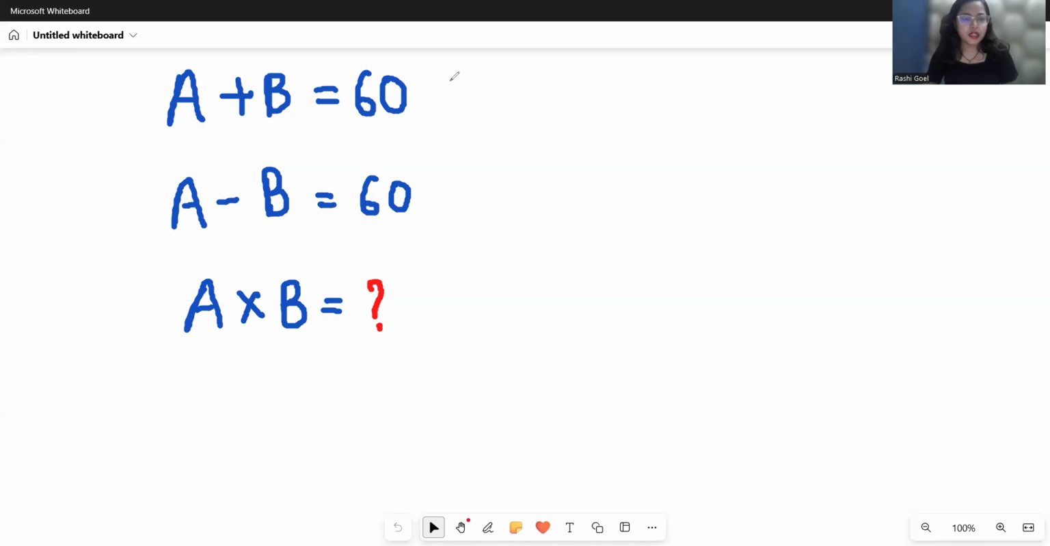So take a good look at this. a plus b is 60. I'm considering this as equation number 1 and this as equation number 2. Now add both the equations.